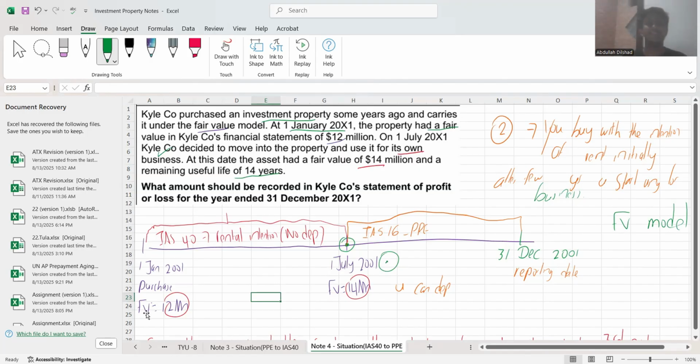Okay, so let's see the accounting treatment of how we could do. Now, IAS 40 is easy because it's the fair value model. What you will do is, can you all see a 2 million increase from 12 million to 14 million? Can you all see an increase in fair value of 2 million?